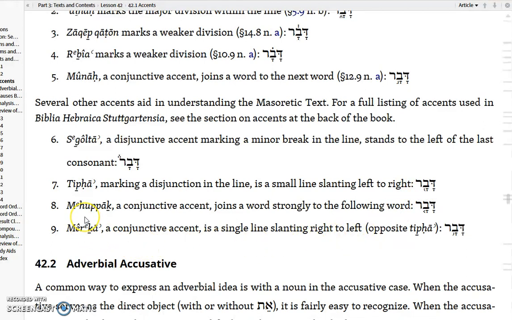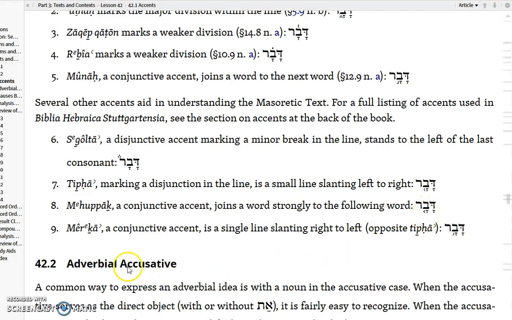And then you have the mehufak, not a chet, but a hey. A conjunctive accent joins a word strongly to the following word, and it looks like a less than sign, but it's kind of pointing ahead. Notice this one is pointing away, which means kind of like a comma, go back. This one's pointing ahead, keep going.